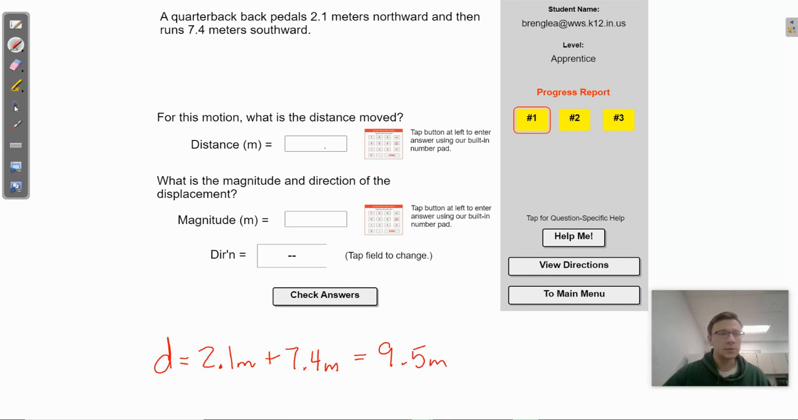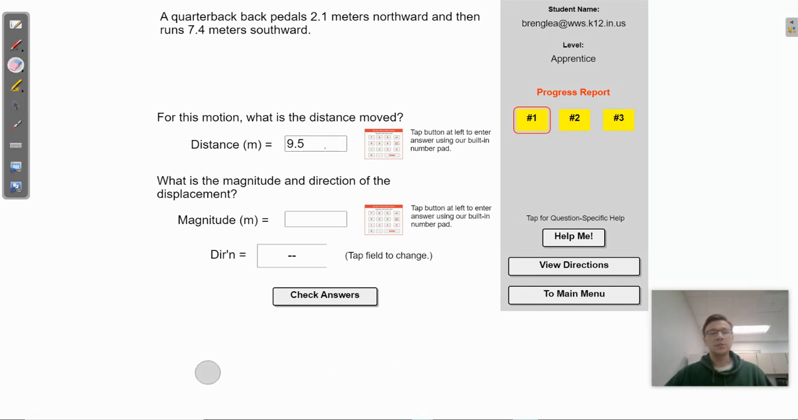And I will need to switch over here. So we'll put in 9.5. Okay, now displacement is a little bit different because displacement includes direction. So we have to take that into consideration. And since displacement is a vector quantity, that means that we're going to need to add vectors that are in the same direction and subtract if they're in opposite directions. So notice here that in this problem, it says 2.1 meters north and then 7.4 meters south. So we have two different movements here in opposite directions.